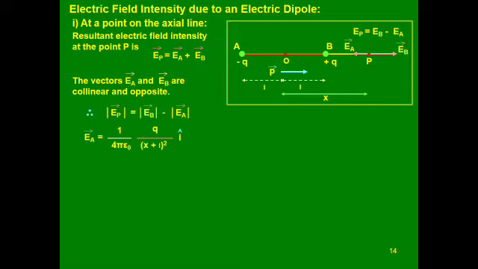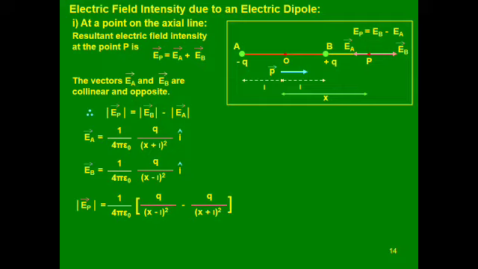EA is equal to 1 by 4 pi epsilon naught times q over the distance between A and P squared. OP is x and OA is L, so AP is OP plus OA, that is (x plus L) whole squared. The i cap shows the direction. EB is 1 by 4 pi epsilon naught q by PB squared. PB is OP minus OB; OP is x and BO is L, so it will be (x minus L) whole squared.